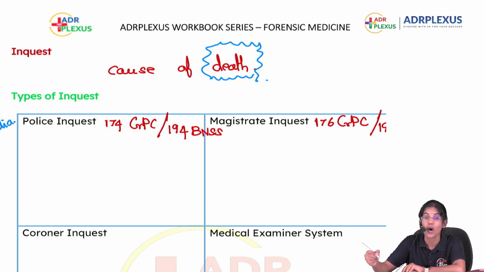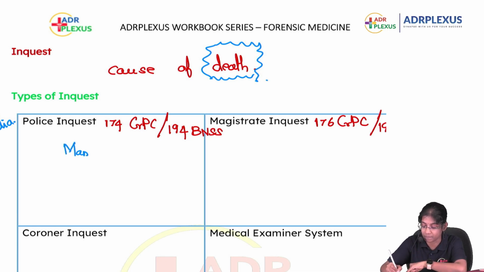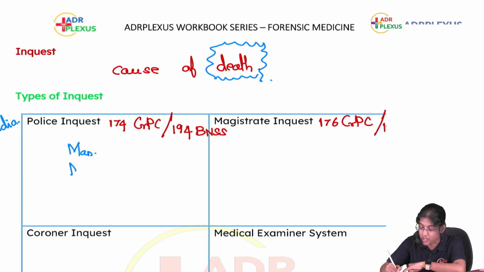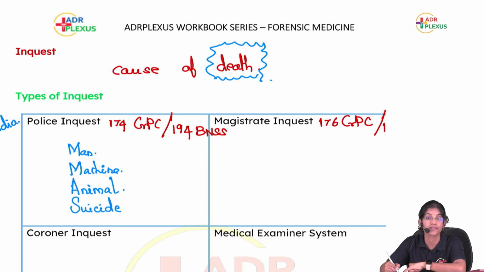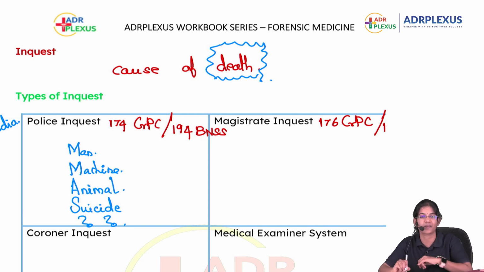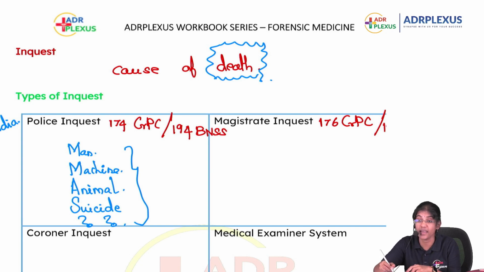Okay, let's start with police inquest. Whenever there is a call to the police that a death of a person has happened and this death has been caused by another man or a machine or an animal, or it's a suicide, or there is some query, some suspicion. In all of these cases, the police will first go to the place where the dead body is found.